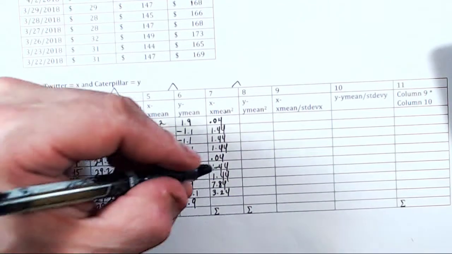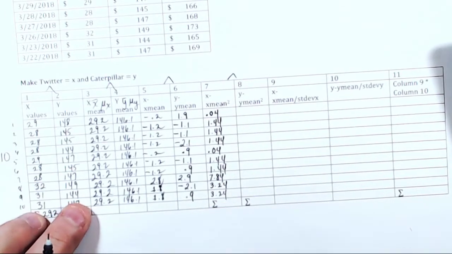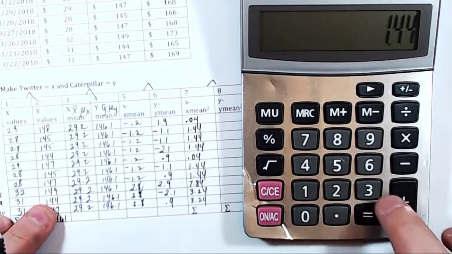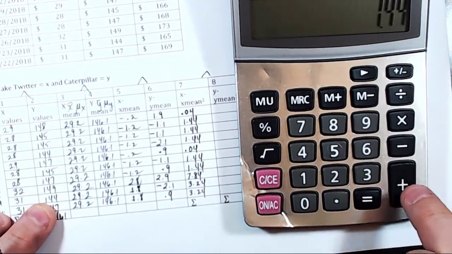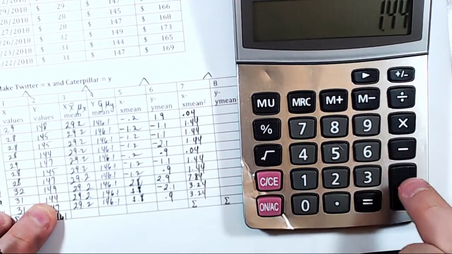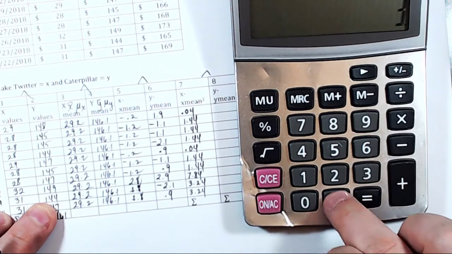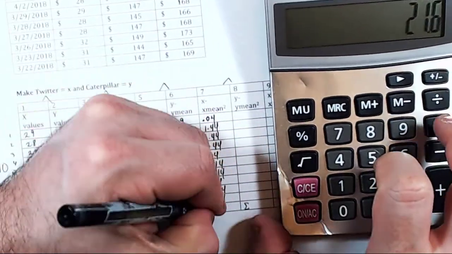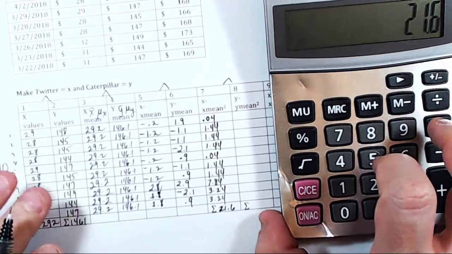I got the same thing again, so that's just 3.24. And this one does want us to add it up. So we'll take 0.04 plus 1.44 plus 1.44 plus 1.44 plus 0.04 plus 1.44 plus 1.44 plus 7.84 plus 3.24 plus 3.24. And that equals 21.6.